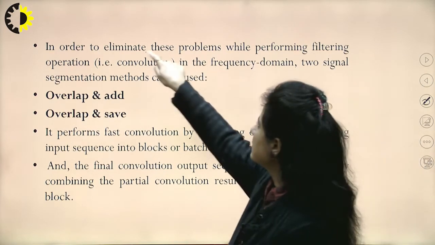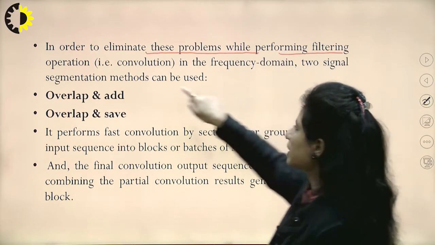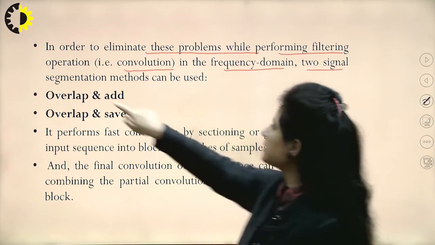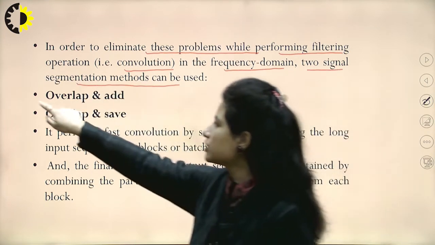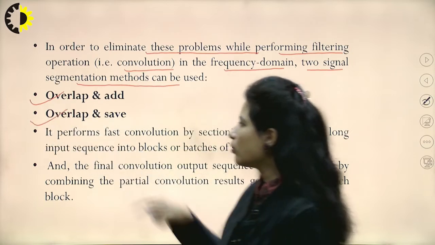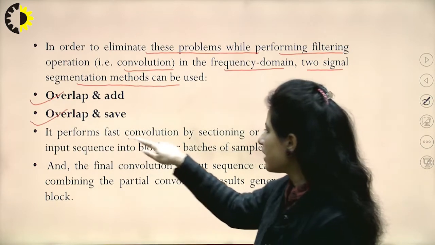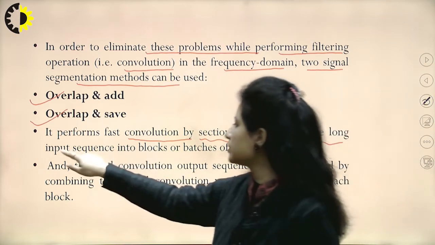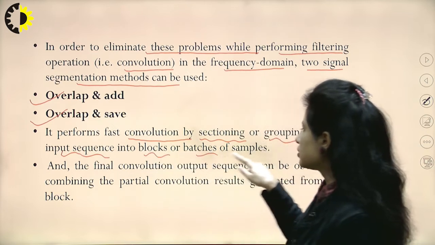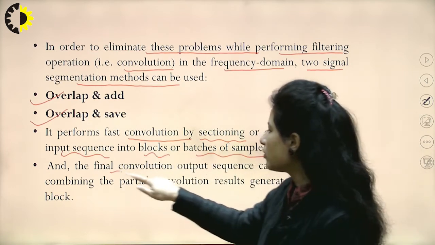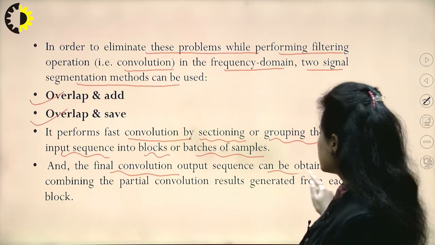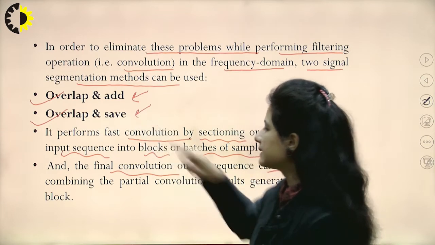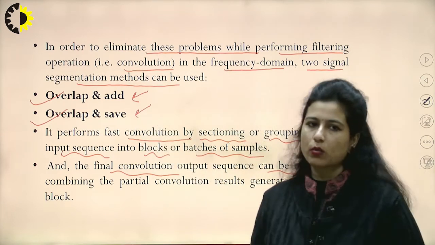So I have to perform a technique called block convolution, dividing the samples into subsections. To eliminate these problems while filtering or performing the convolution in the frequency domain, two signal segmentation methods are used: one is called overlap and add, another is called overlap and save. To perform this fast convolution, we section or group the long input sequence into blocks or batches of samples, and the convolutions of all the batches are combined either using the overlap and add method or the overlap and save method. Let us see these techniques one by one.